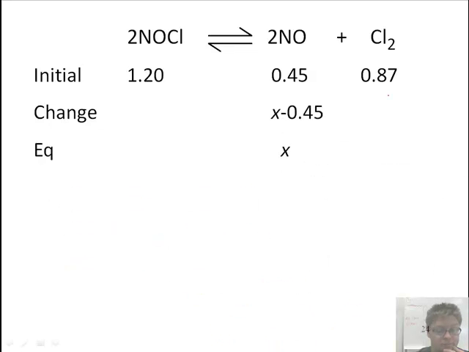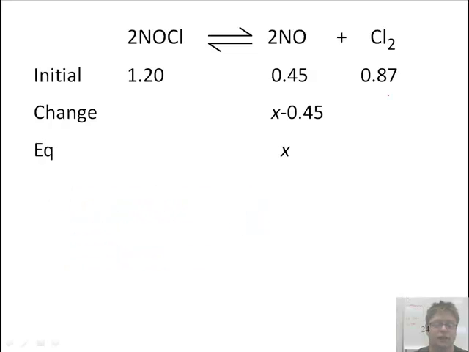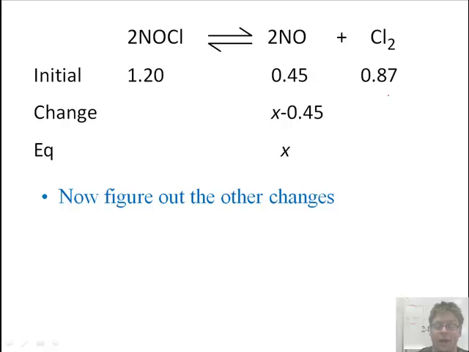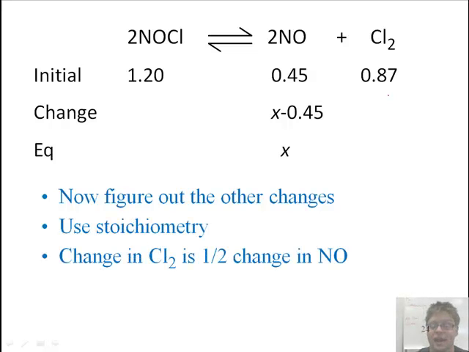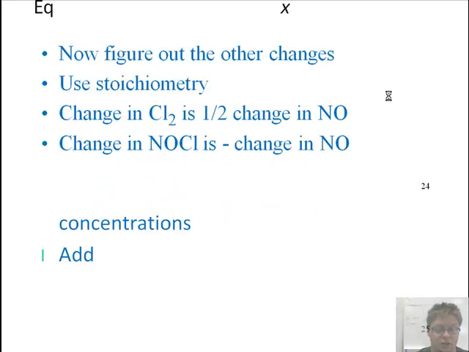A little bit different. That gives us our initial, change, final. At final state, it will be at equilibrium, so that's our ICE table. So now we've got our x minus 0.45. So that's going to be the change that's going to happen based on equilibrium. Now you figure out the other changes. So if you get x of NO, what's the Cl2 going to be? Use stoichiometry. Cl2 is half the change in NO. And then NOCl is minus the change in NO.